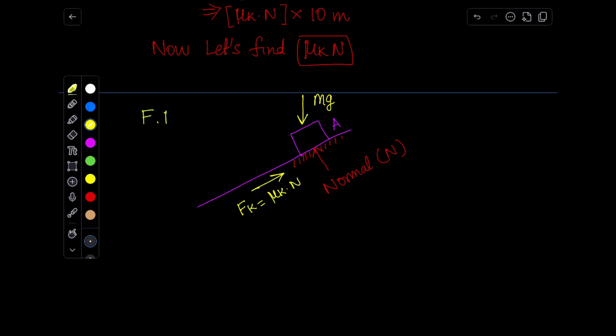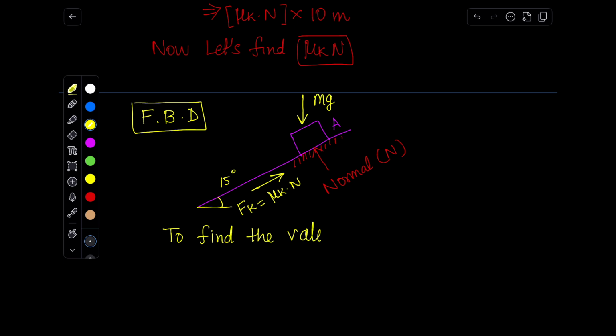And Fk is always against, towards the opposite direction of the crate. So you can see that I made a straight arrow which shows that friction force is working in a straight direction. So I hope this is clear, and theta angle is already given in the problem.